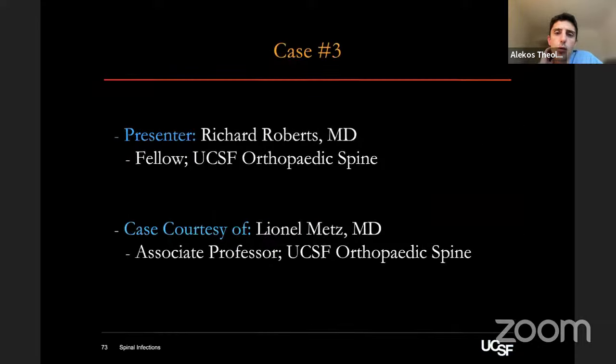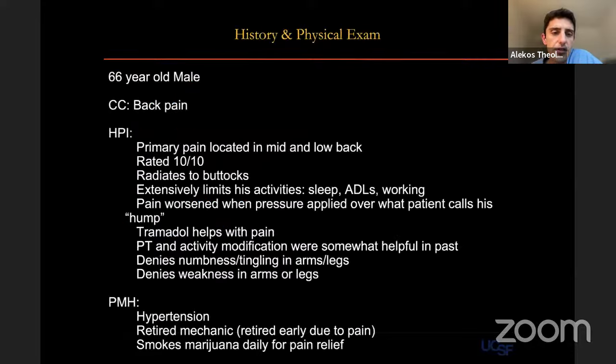Nice. All right, guys. Well, I think we'll go on to the third case. This is presented by Richard Roberts, one of our current fellows. He stems from Michigan, and he's going to present a very interesting case by Lionel Metz, who's one of my colleagues, who treats a spectrum of spinal disorders. He's one of our pediatric specialists. So he has really unique insight into the adolescent Scheuermann's, plus how it extends into the adult side. This is an adult patient, but I look forward to the presentation and your thoughts.